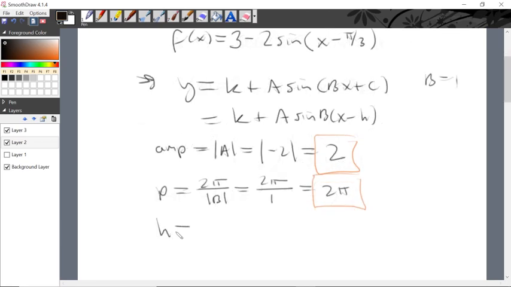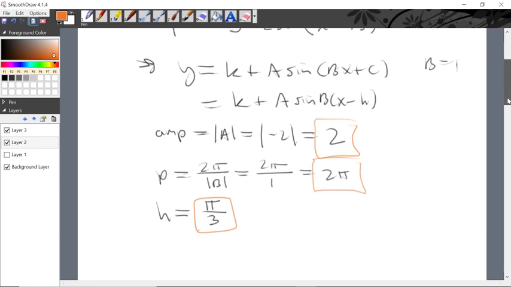And then the horizontal shift. What is the horizontal shift? We can find the x-coordinate at the first quarter point in order to determine that. Or you can do negative c over b, or you can look at it in this form. It looks like in this case, because this is already written as x minus a number, pi over 3, h is just going to be positive pi over 3. So I expect pi over 3 to be the x-coordinate at the first quarter point.